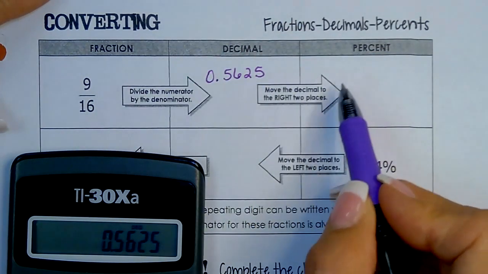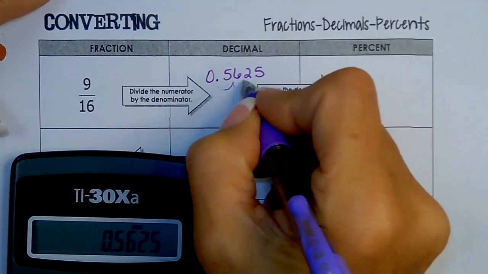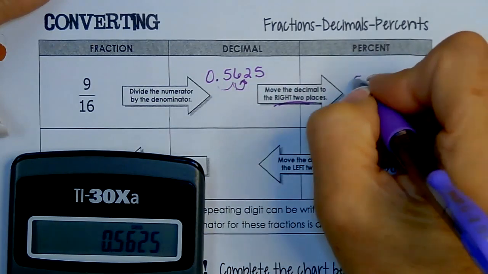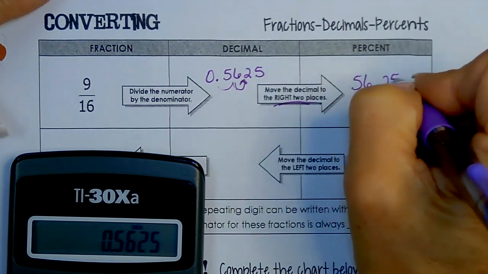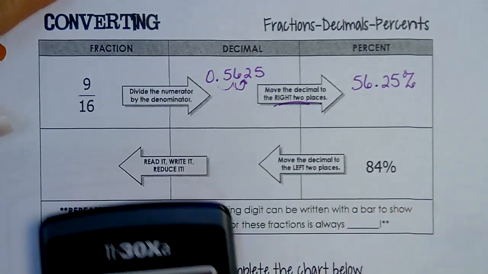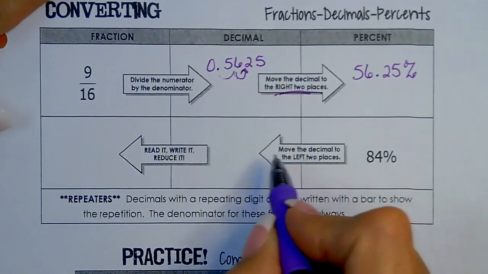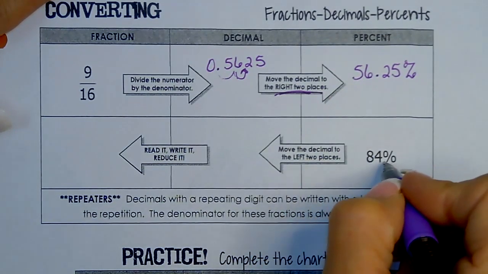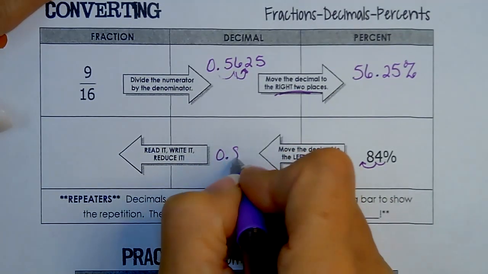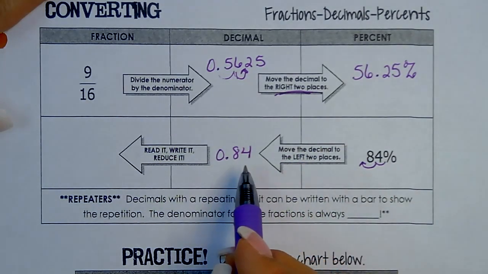Now to change the decimal to a percent, I need to move it 2 places to the right. So 1, 2, we put it right here in between the 6 and the 2. So this would be 56.25%. All right, this one we're working backwards. So we have 84%. To turn it into a decimal, we're going to go the other direction, the left 2 places. So this would be 0.84 or 84 hundredths as a decimal.